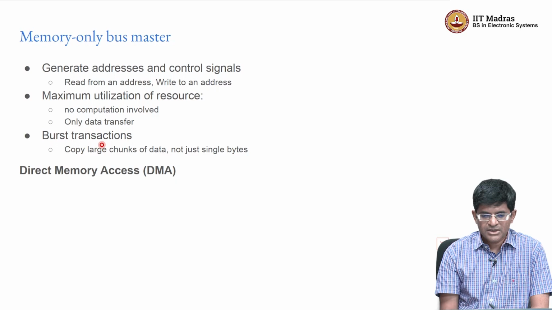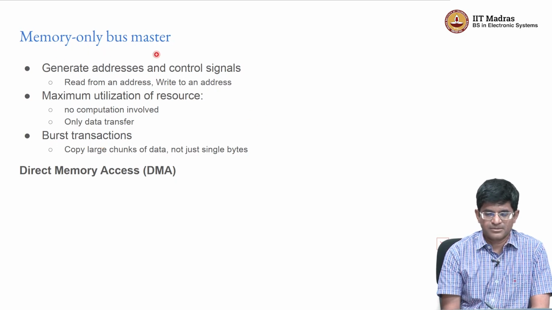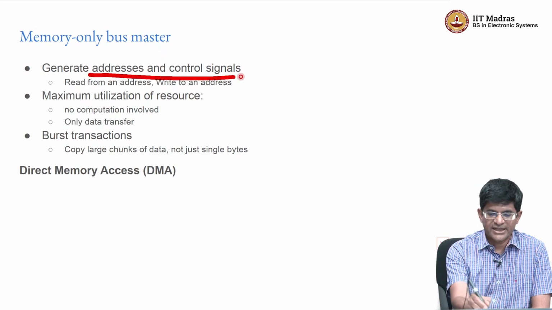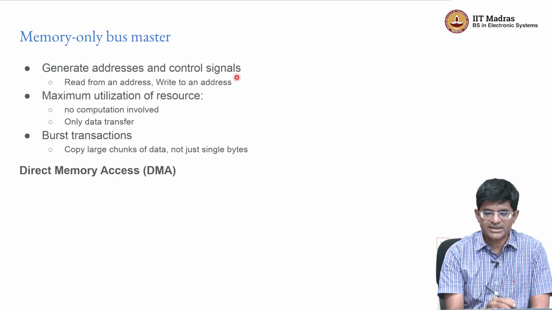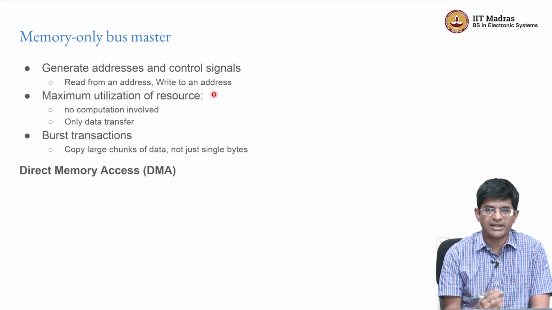Okay. So, effectively a DMA is a memory-only bus master. Right? What does it do? It can generate addresses as well as the control signals required to read from an address or write to an address. In other words, any memory-related transaction can be initiated by the DMA controller.